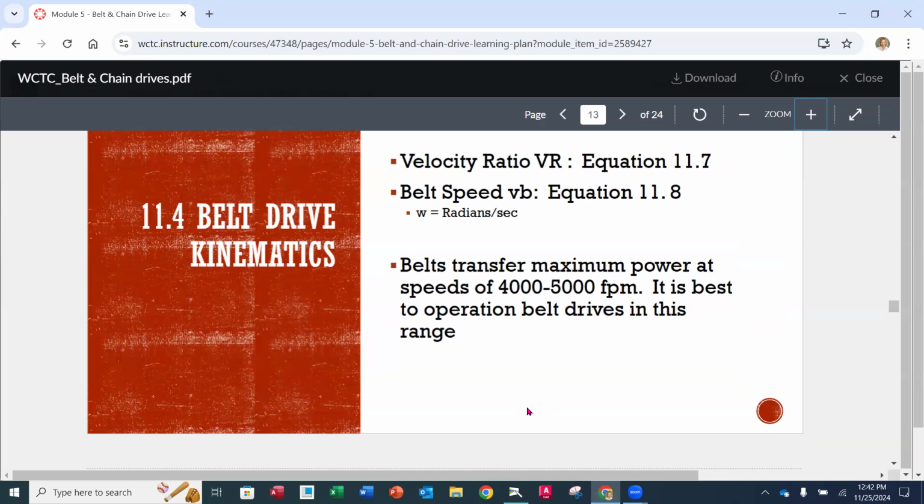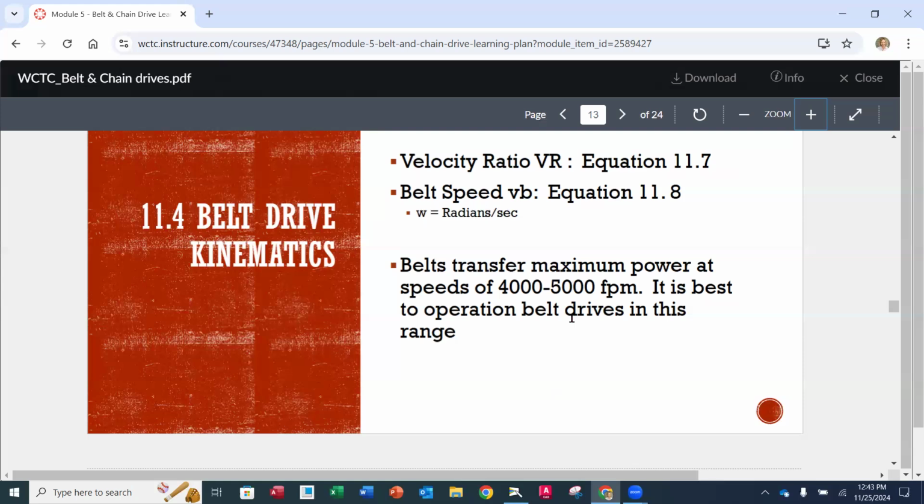Belts, it says, transfer their maximum power at speeds of between 4,000 and 5,000 RPMs. It is best to operate belt drives within this range. That's a pretty fast speed, if you'll notice. And the physics of a belt drive is that as it runs, it's actually going to snug down into that sheave, and it's going to give better ability, more friction to transmit the motion and the horsepower and torque that's required. So we'll be referencing back to this.